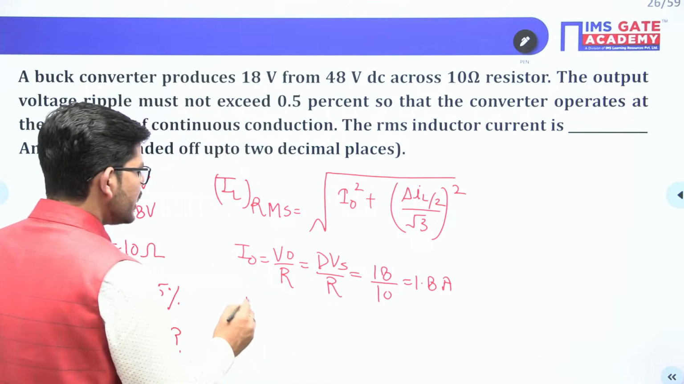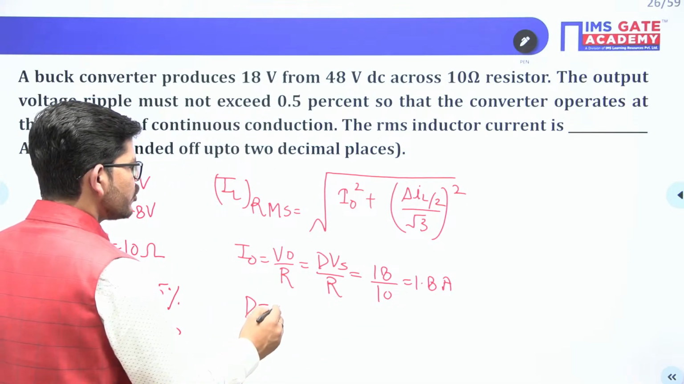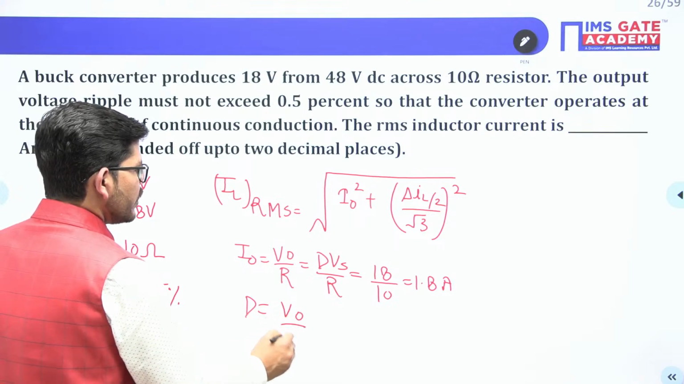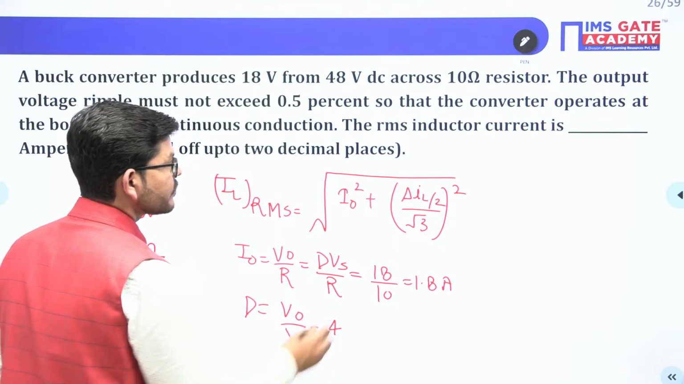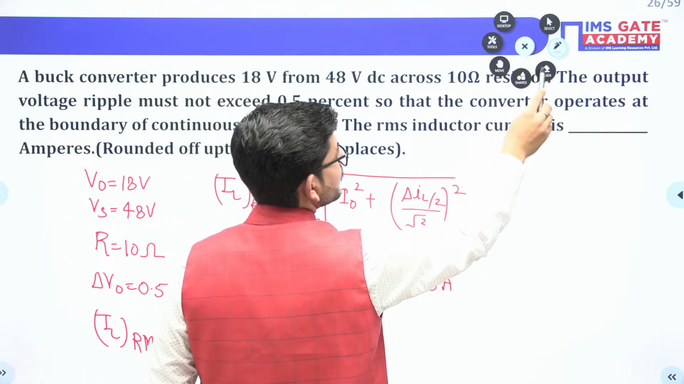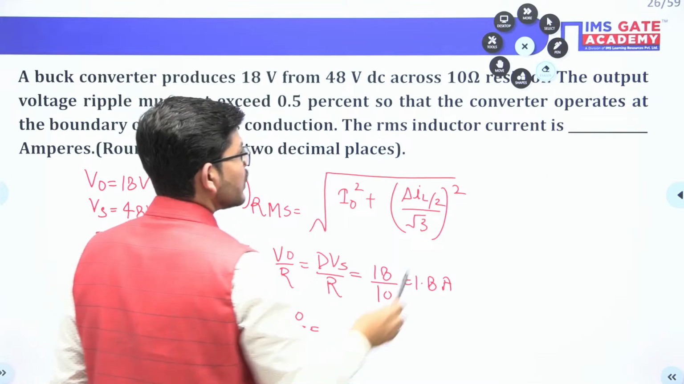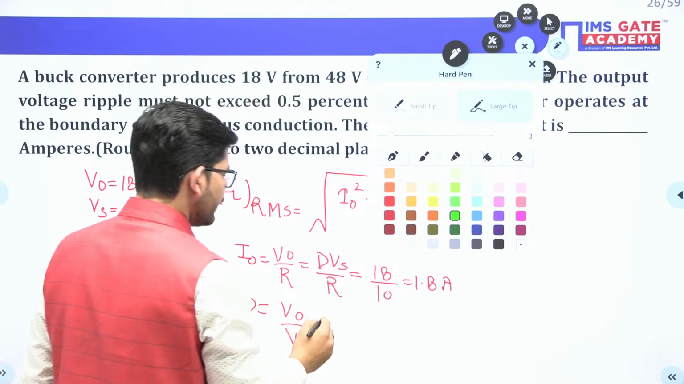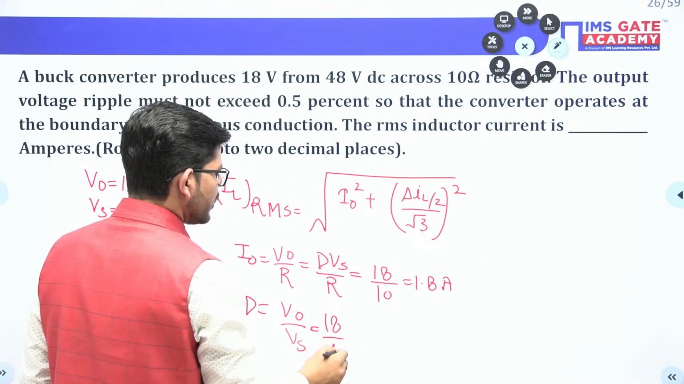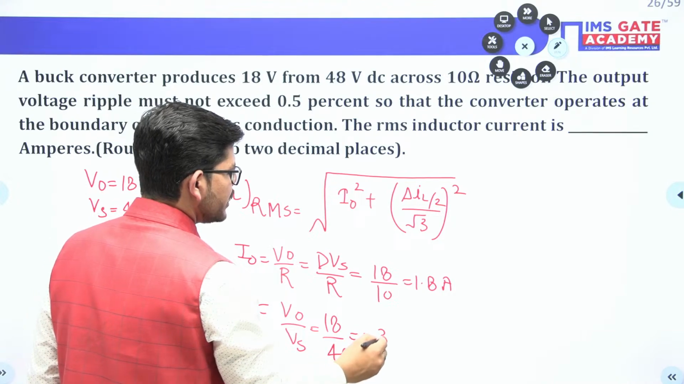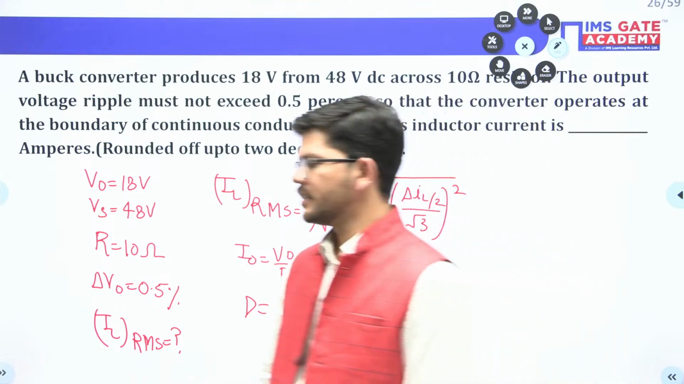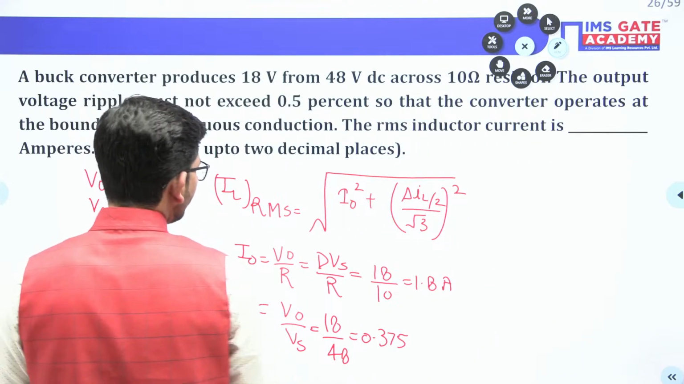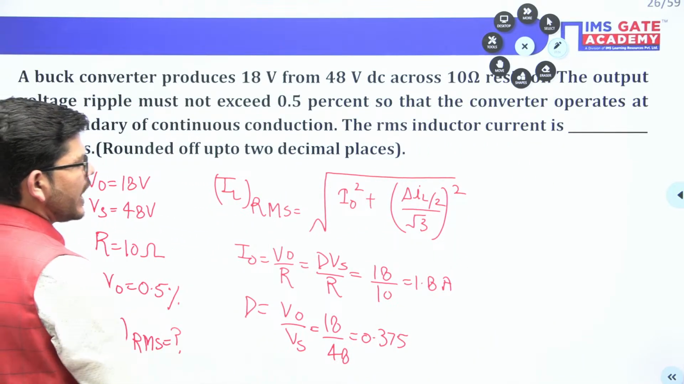Now calculate the duty ratio as well. So duty ratio will be what? Duty ratio will be V naught over Vs. So how much is V naught here? V naught is 18 and Vs is 48. So I think we will get 0.375 of duty ratio here. Yes, exactly. Now we have calculated duty ratio and I naught here.